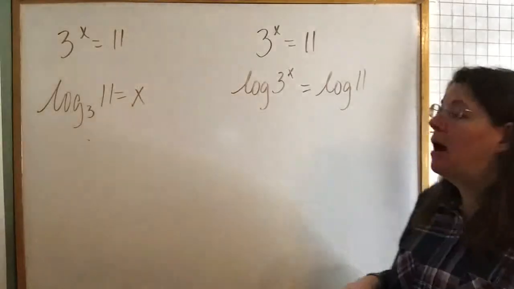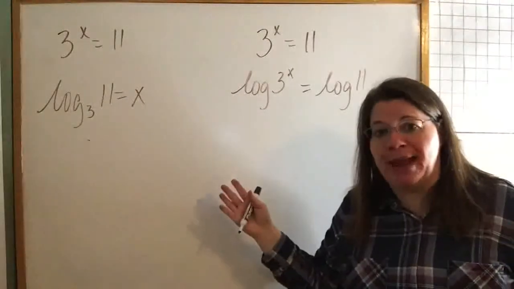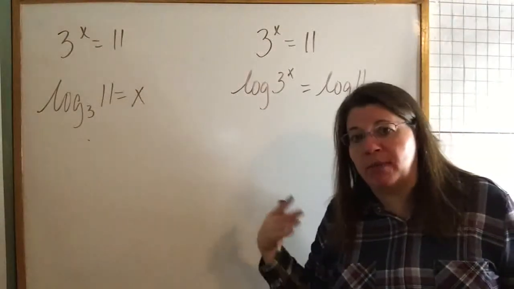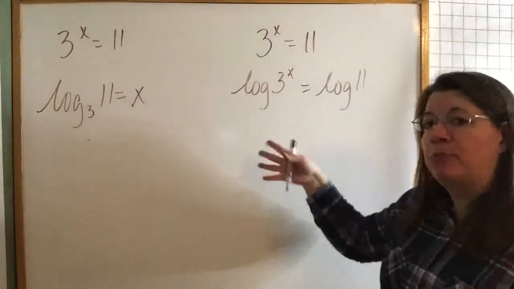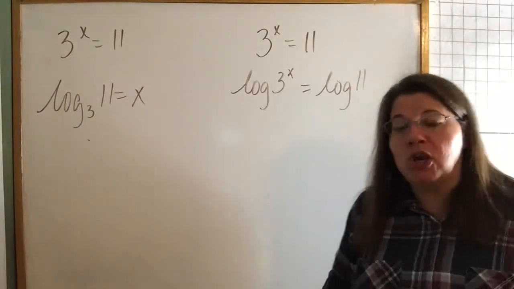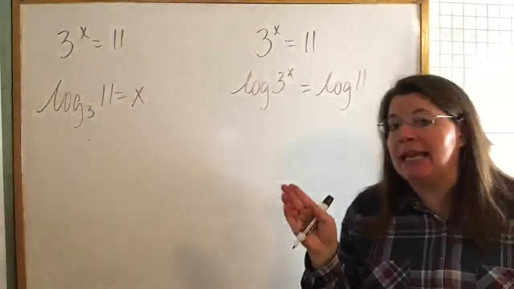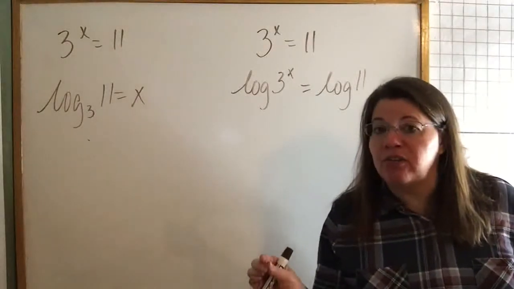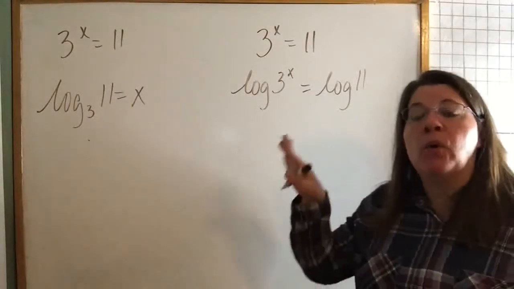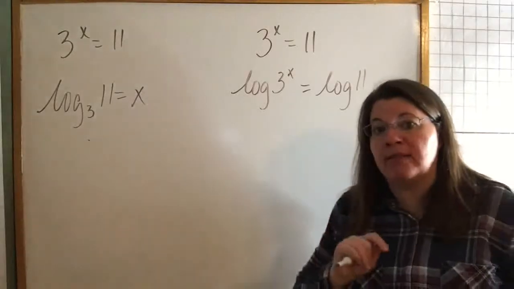Okay? Now, honestly, I could put any log in front. I could do log base 2, log base 5, log base 8, but then I won't be able to put it in my calculator to get an answer. So the only kind of log I can get an answer with in my calculator is log base 10. So that's what I want to convert everything to, a log base 10.